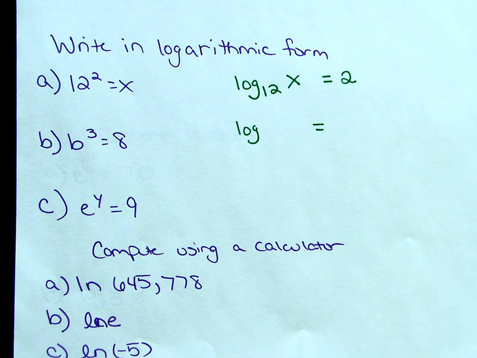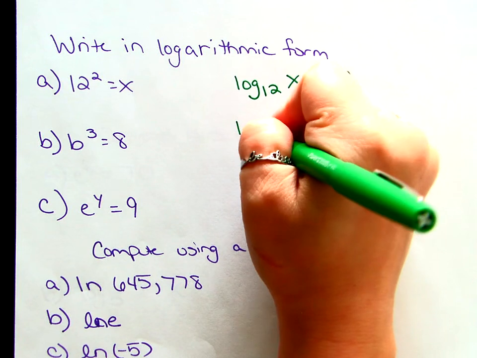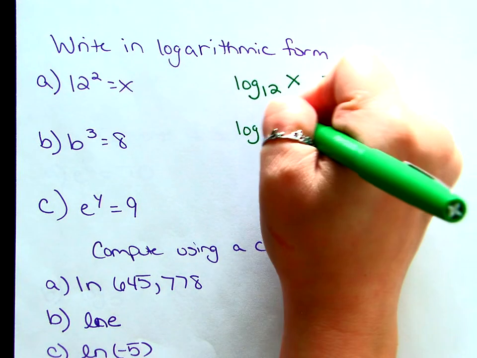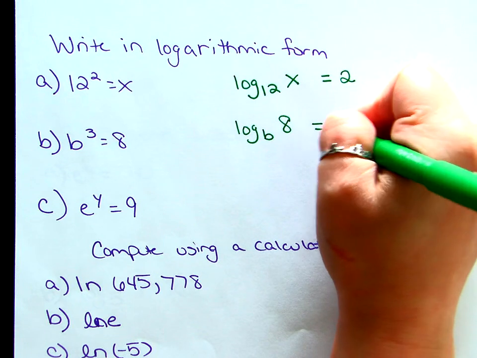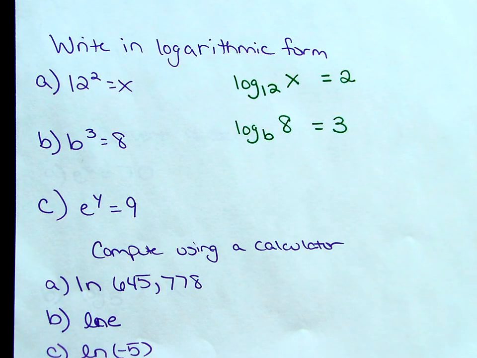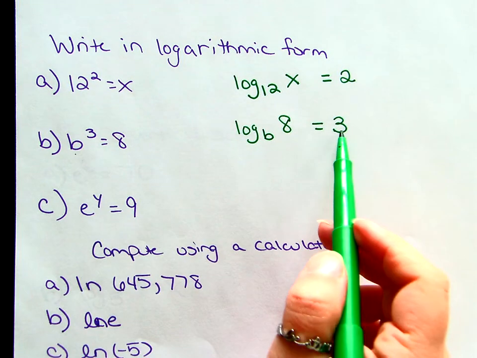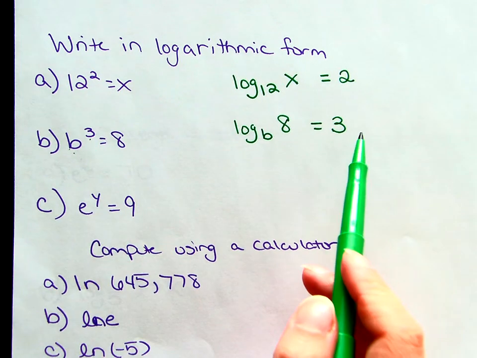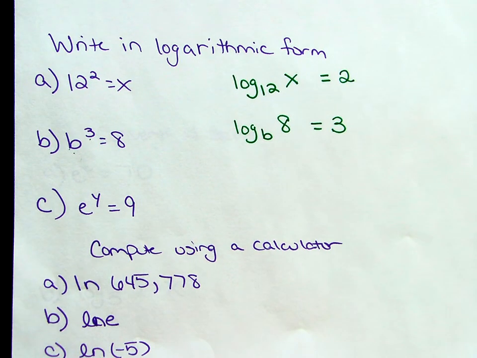So what would be the logarithmic form for b, where we have b to the third equals 8? That's going to be log base what? B. Log base b of what? 8. Equals what? Yeah. The base becomes the base, my answer became the exponent. Or my base became the base, and my exponent became my answer, and then my answer becomes the new log.